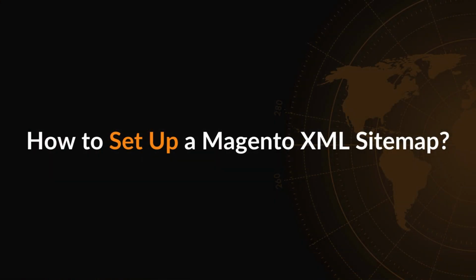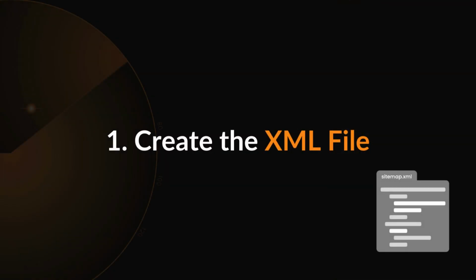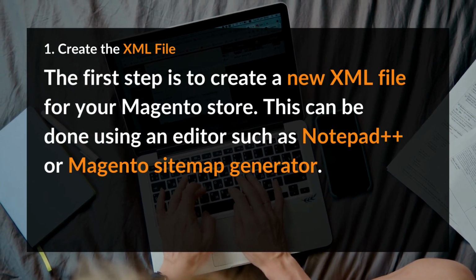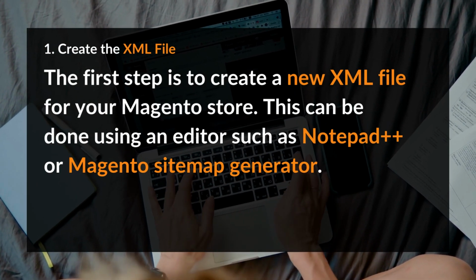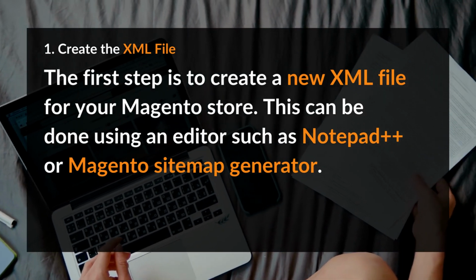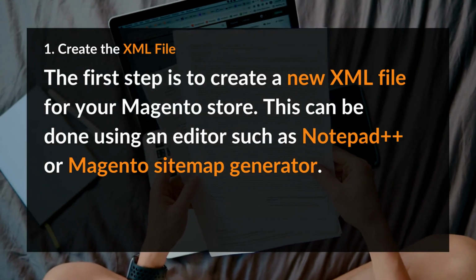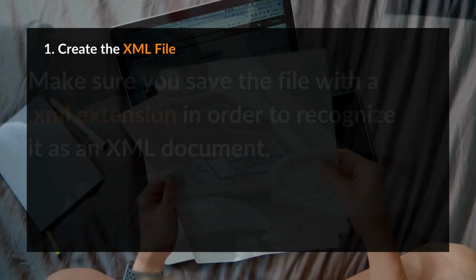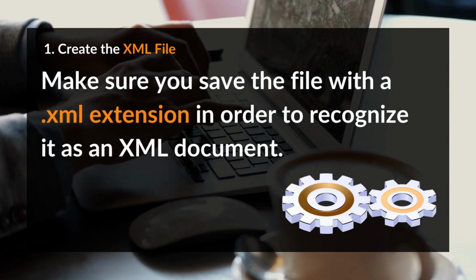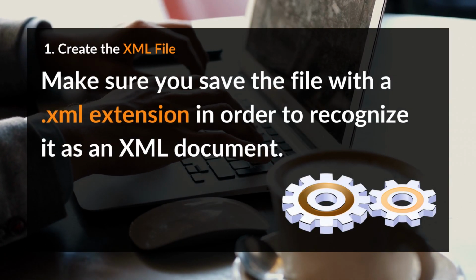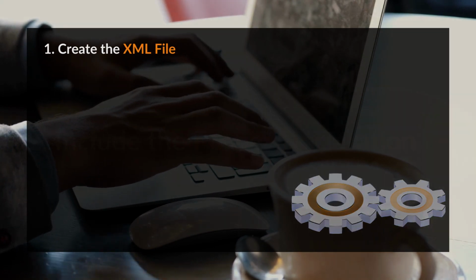How to set up a Magento XML sitemap? 1. Create the XML file. The first step is to create a new XML file for your Magento store. This can be done using an editor such as Notepad++ or Magento Sitemap Generator. Make sure you save the file with an XML extension in order to recognize it as an XML document.